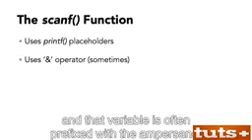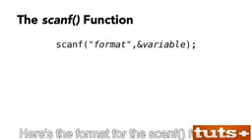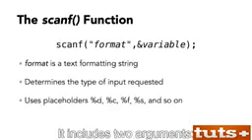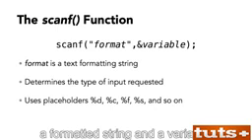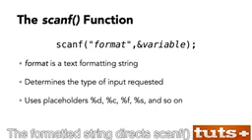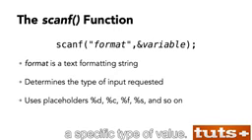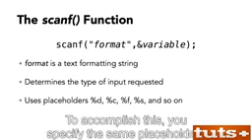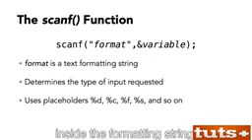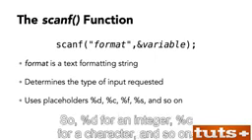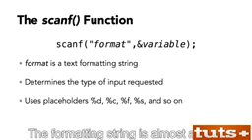Here's the format for the scanf function. It includes 2 arguments, a formatted string and a variable. The formatted string directs scanf to look for a specific type of value. To accomplish this, you specify the same placeholders used with the printf function inside the formatting string. So, %d for an integer, %c for a character, and so on. The formatting string is almost always composed of these placeholders and nothing else.